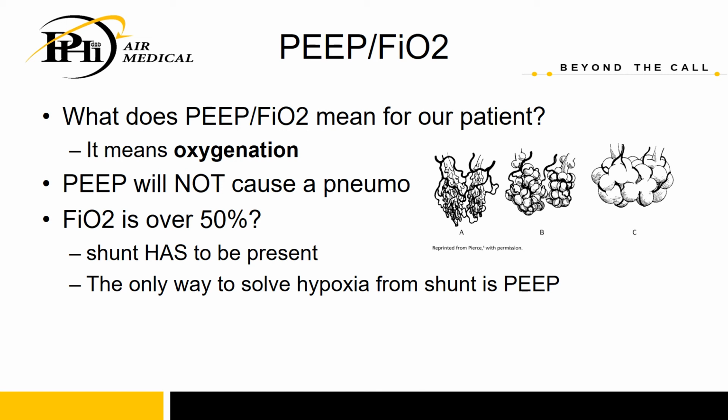And then you can see with C, you're really putting a lot of PEEP, 10 or 15 of PEEP in those lungs, and now you have incredibly large surface areas, you have thinning of the alveolar capillary membranes, and you have very easy diffusion of oxygen and carbon dioxide inside of those lungs. Remember that if your FiO2 is over 50% and you are not saturating well, then alveolar shunt has to be present, and the only way to solve alveolar shunt, which you can see in those pictures, is with PEEP.